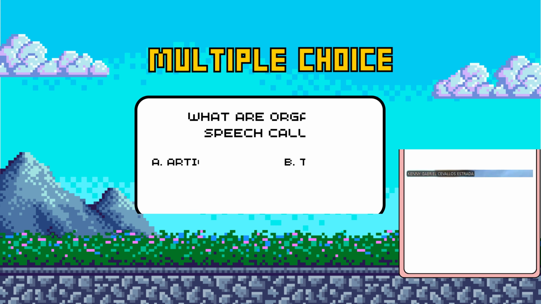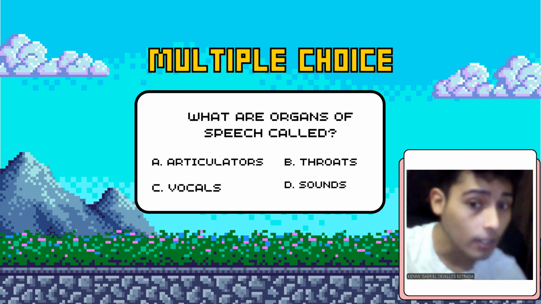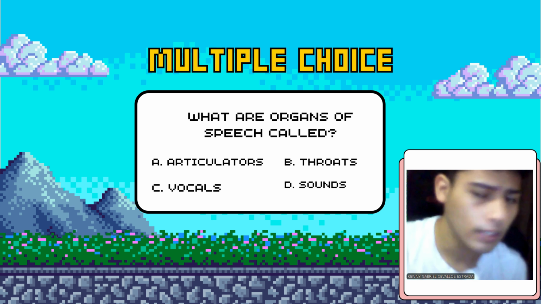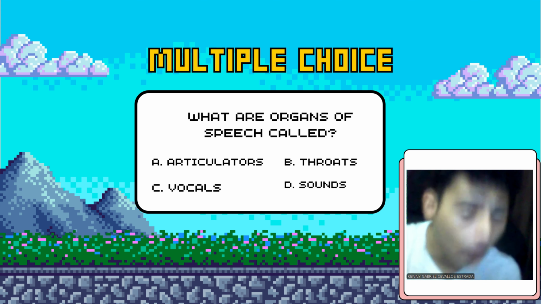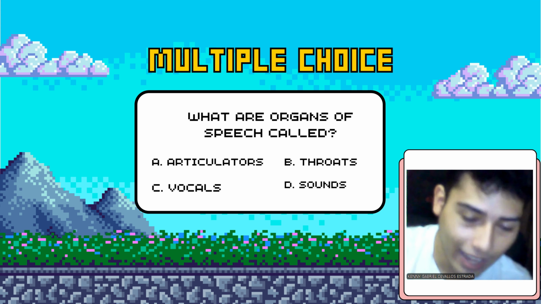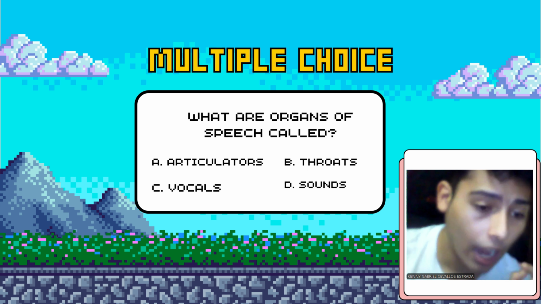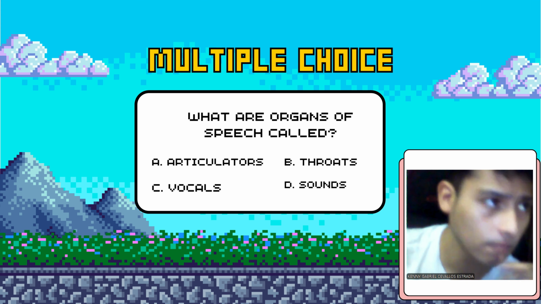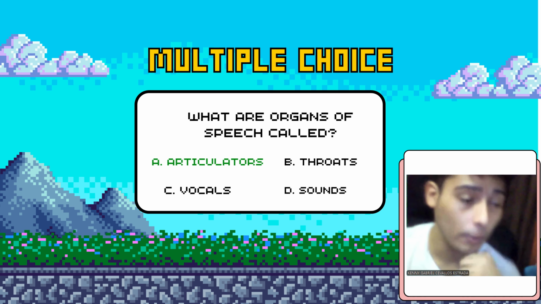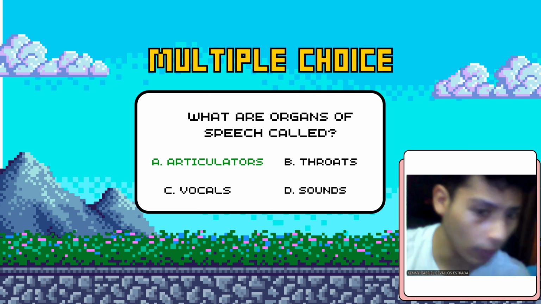Okay, so let's go to the other one. What are the organs of speech called? I'm going to give you a couple of options. Okay, what do you think? Is it the throats, the sounds, the vocals, or the articulations? What do you think? Okay, I'm going to give you a couple of seconds if you want to guess, and then 3, 2, 1. Well, we see that it turns out to be A, articulations. Very well. Nice job, guys.